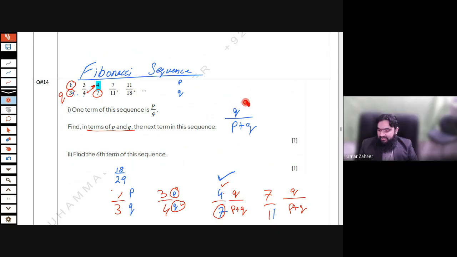Yes, sir. Clear. Your denominator will become the numerator, so that is q, and you get the next denominator after adding numerator and denominator, means p plus q. This is a general term. q divided by p plus q is the general term that we have to find here. This is the rule here. Obviously, you cannot use any formula. You have to understand the sequence and try to find it.